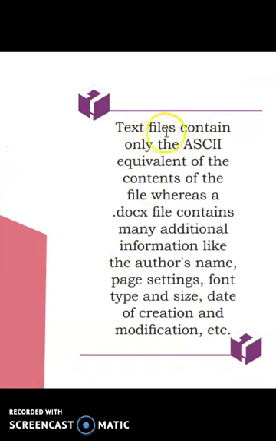So you see the text files contain only the ASCII equivalent of the contents. So whatever it will convert, it is going to only contain those equivalents. It will convert every character into binary, and that's all. But a docs file contains many additional information like the author's name, page settings, font type and size, date of creation and modification.